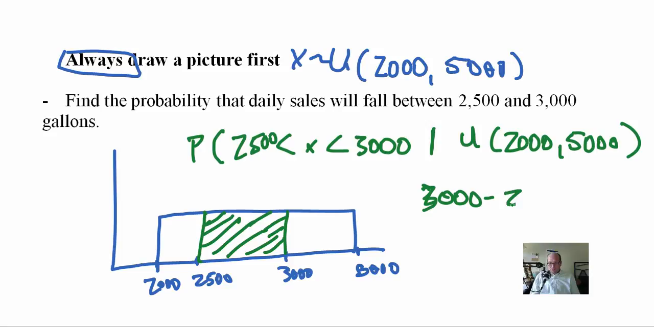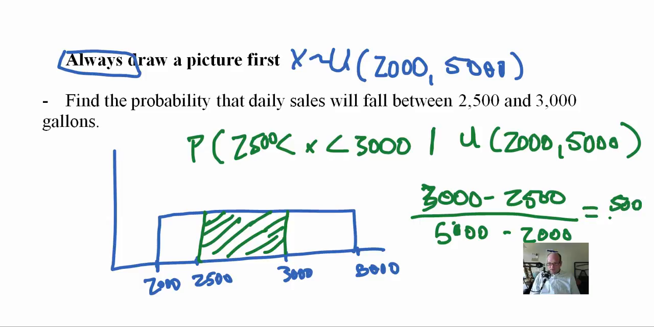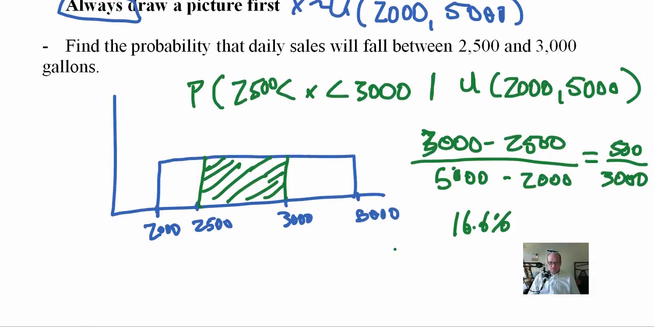3,000 minus 2,500, divided by the denominator, which is the total square, 5,000 minus 2,000. Which comes to 500 over 3,000, which is 16.6%. So really that means there's a 16.6% chance that the daily sales will be between 2,500 and 3,000. All right, that's it. That's all you do to find these problems. That's the answer. Let's do one more.